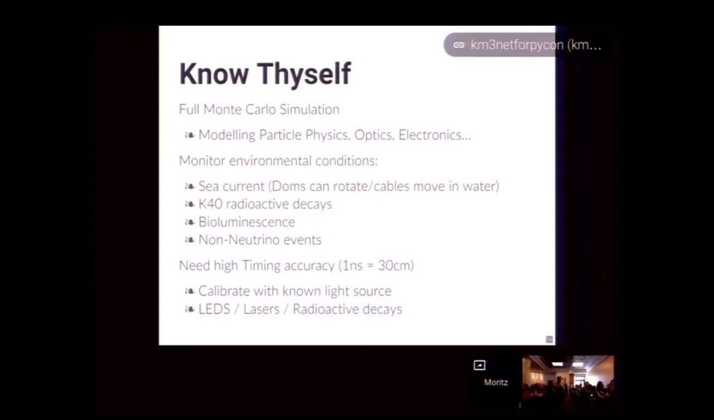And so there's another challenge, because we're talking about particles traveling at the speed of light. If you do a bit of the math, you need a very, very high timing accuracy, because each of these particles takes about a nanosecond. So the particle almost flies half a meter, and our optical modules are about a meter big, something like this. So you need to measure it very, very precisely. What we basically do is flash light sources like LEDs or lasers, and then we can calibrate our detector with this.